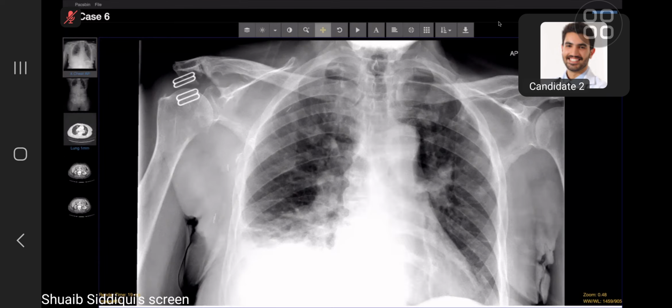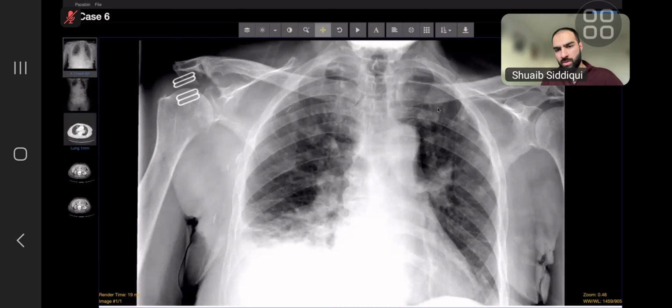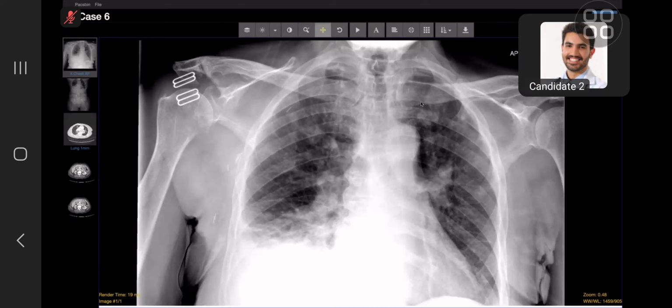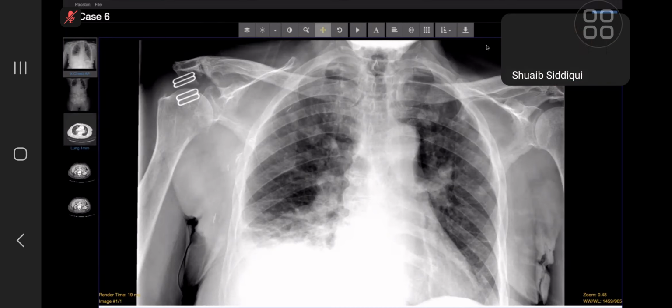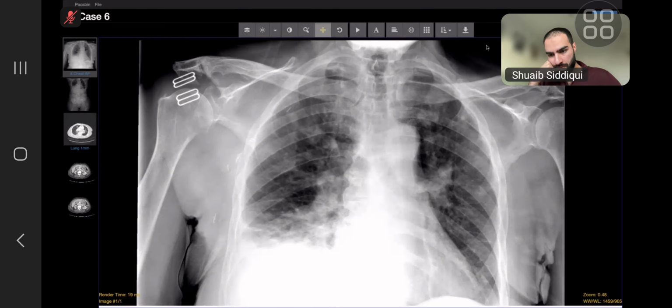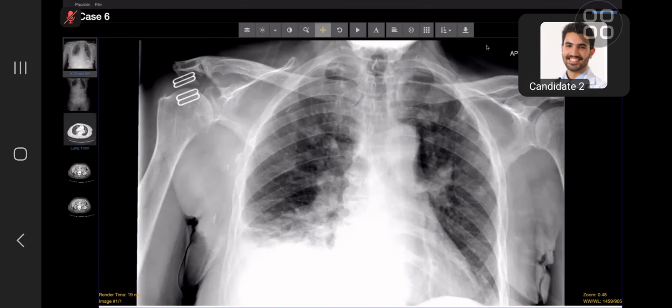I don't see any sign of volume loss. The left costophrenic angle is clear. Maybe there are other consolidations. Maybe there is a suspicious one within the left upper zone. Yes, here it is. Okay, so is there anything else you've seen? Lymphadenopathy, maybe. The right hilum is not well demarcated, so I couldn't tell for sure if there is lymphadenopathy or not.